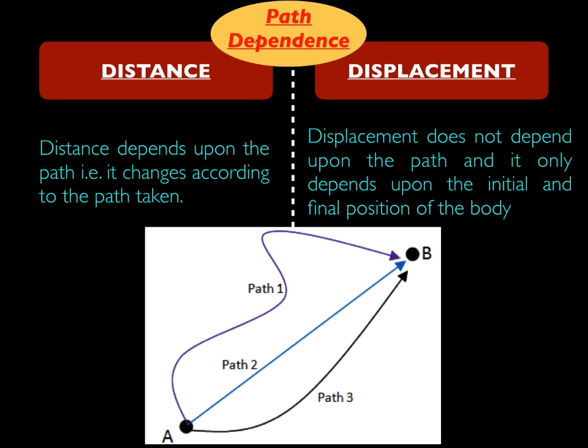The path 1 and path 3 will give us the distance, and as the path 1, path 2, and path 3 will change, the distance of the particle will change. But displacement will not give the information about the path as it will be the straight distance. Hence, the displacement between initial position A and final position B will be given by the path 2 as it is a straight line joining these two points.